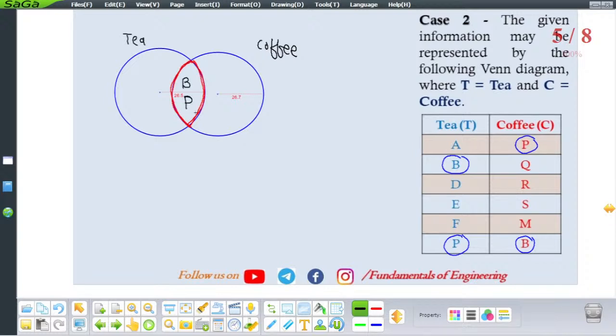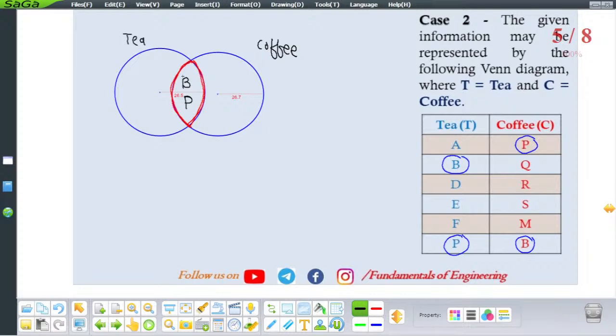B and P like to drink tea and coffee both. Not at a time, but sometimes they like both. Sometimes they will drink tea, sometimes they will drink coffee. So these are the similar names.